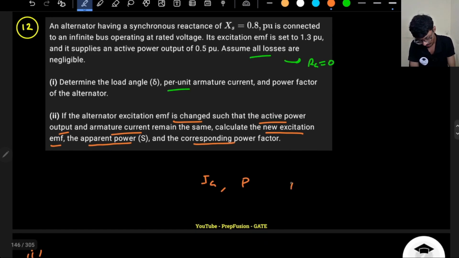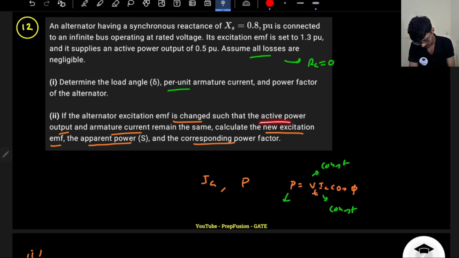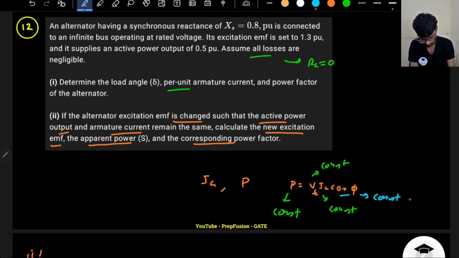So what is power actually, per unit power? Power is VT IA cos phi. VT is always constant. And in the question they have given me that IA is constant, and that the power is also constant, the same power output. So pause the video and tell me, will the power factor be constant or not? Be truthful to yourself. Will it be constant or not?